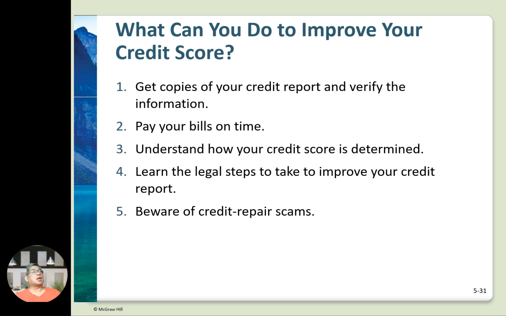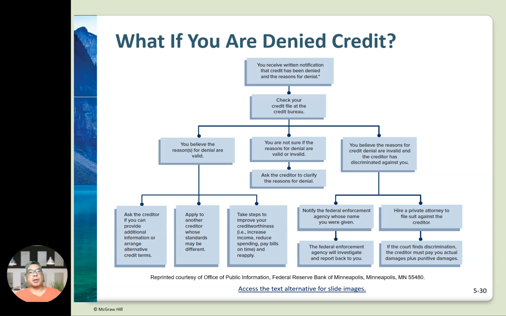Okay. So what can you do to improve your credit score? Number one, get copies of your credit report, verify the information, and pay your bills on time. Number two, understand how your credit score is determined. Number four, learn the legal steps to improve your credit report and beware of credit repair scams. That's the key part. Beware of credit repair scams. Okay.